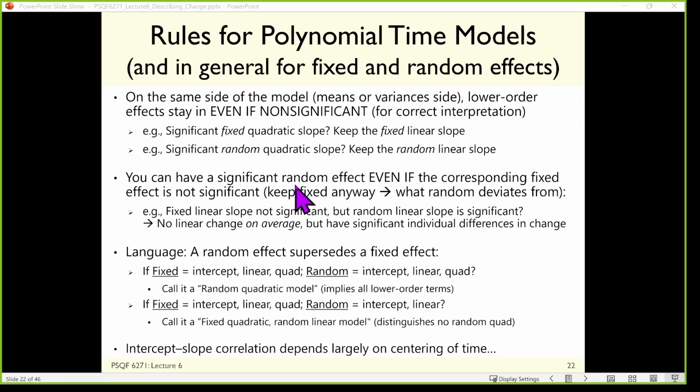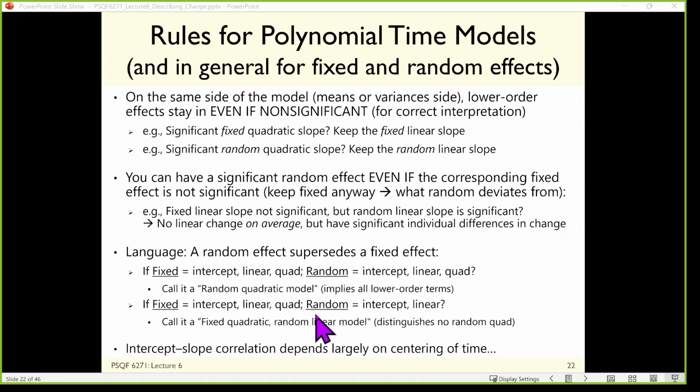You can have a significant random effect even if the fixed effect that goes with it is not, and you would keep it anyway. So if I have a random slope of any kind, I have to keep the corresponding fixed slope with it because the random slope is always phrased as a deviation from the fixed slope. So if you leave out the fixed slope, you're saying that it would be exactly 0, and that is probably not going to be the case most of the time.